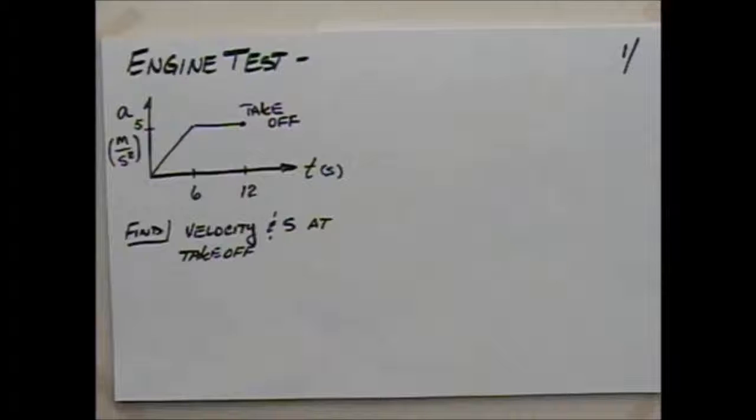I'd like to start with this problem. Let's say we've got an engine test problem. Maybe we put a jet engine into an aircraft, into an airframe, and we're doing some tests on it. And we've got this curve here for acceleration versus time. The first thing we notice is that acceleration is not constant. It's not some fixed value. So we know we can't use those nice kinematics equations that we derived, that you're probably fairly used to from physics, because acceleration is not constant.